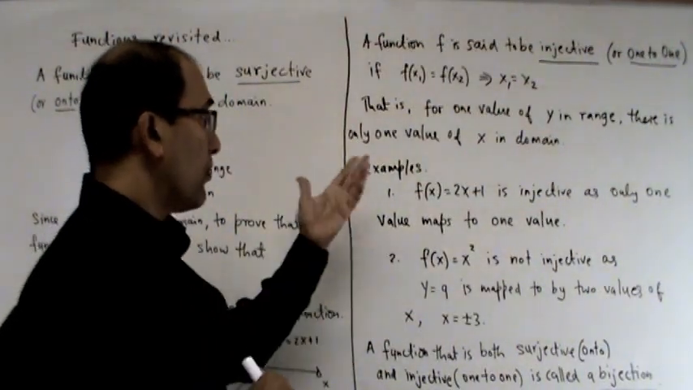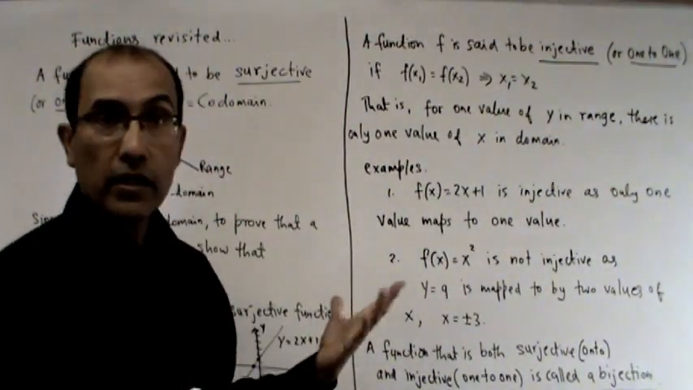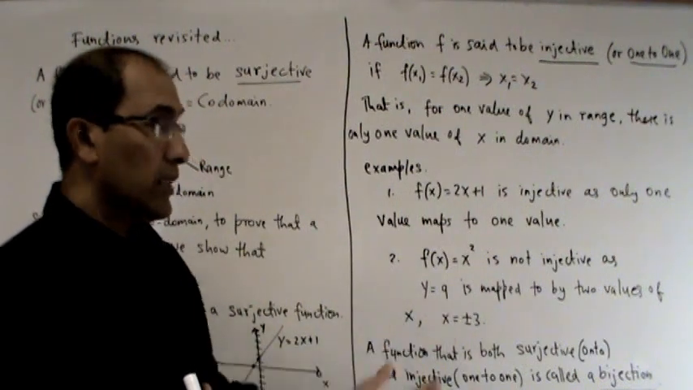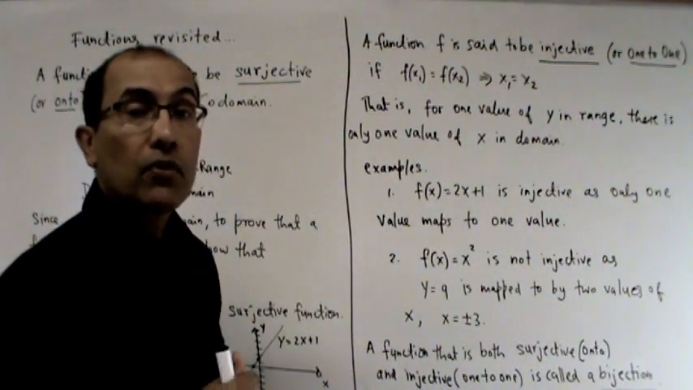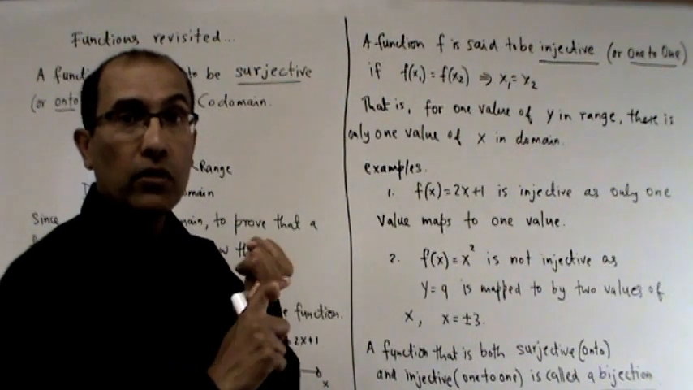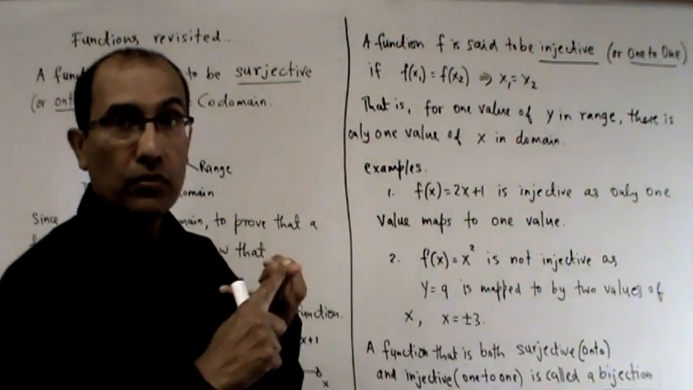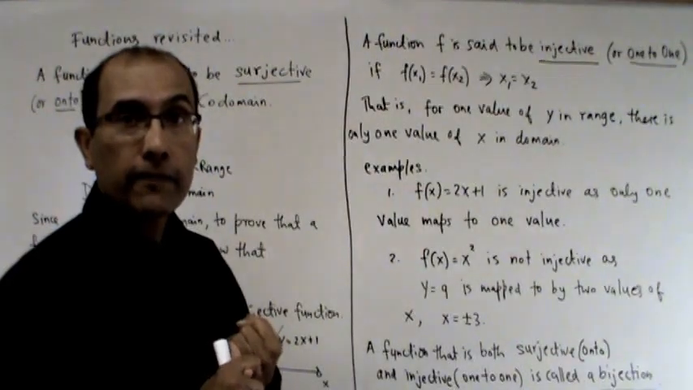A function that has both these properties, both surjective and injective, is called a bijection. It's just the terminology we use to call a function that's both one-to-one and onto. Such a function is called a bijection.